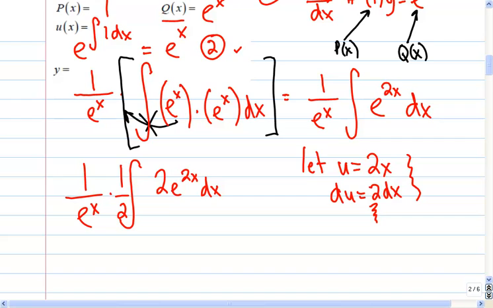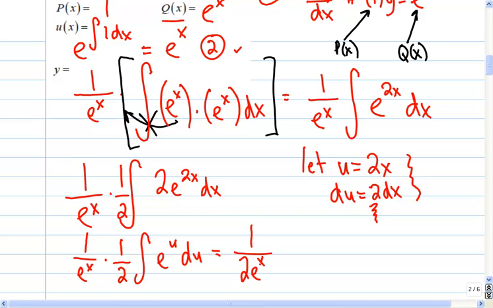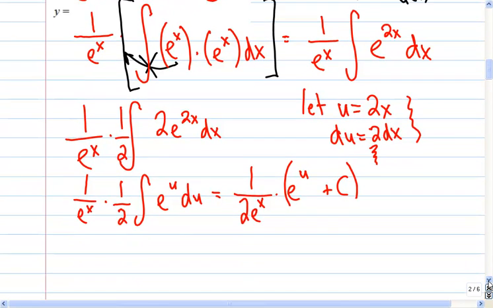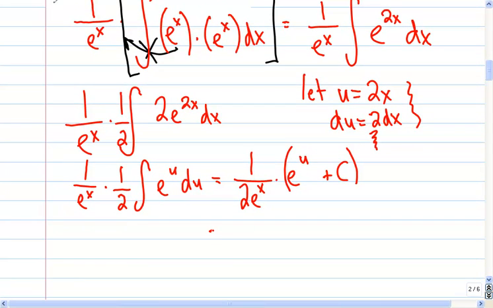And that means I would get 1 over e to the x times 1/2 e to the u du. So that's 1 over 2 e to the x times your favorite derivative and antiderivative. It'll just be e to the u. And remember, there's a constant in there. Okay. So what we need to do now is replace u. That'll be 1 over 2 e to the x and e to the 2x plus c.